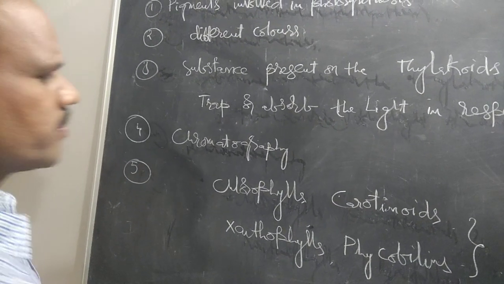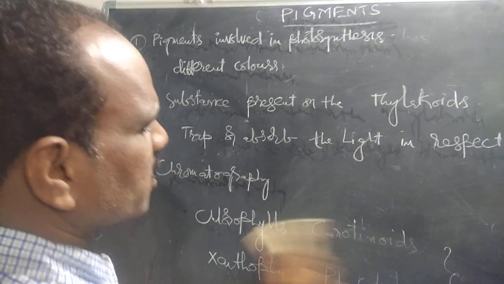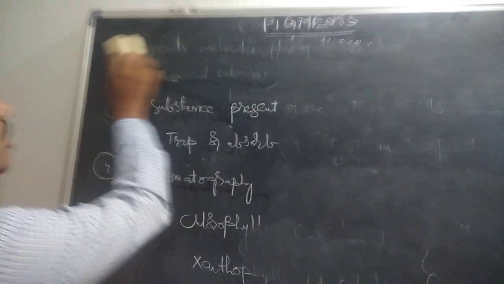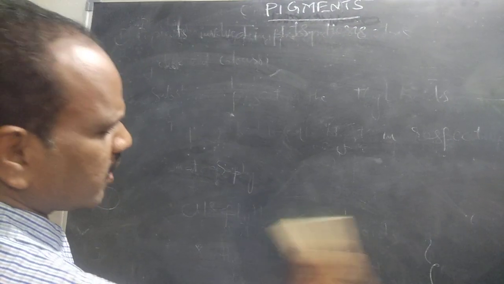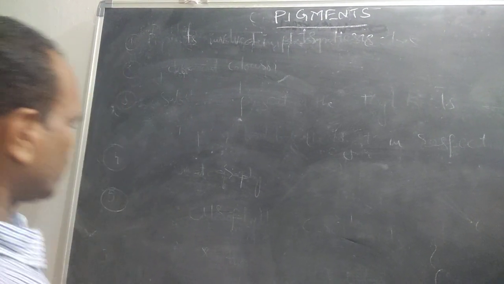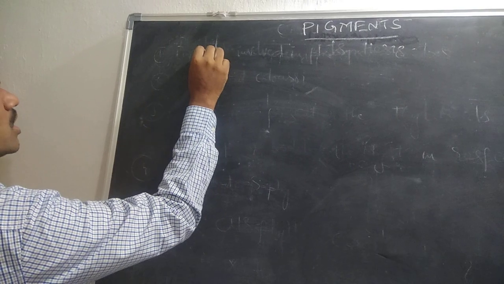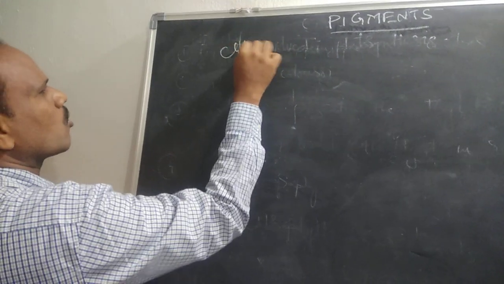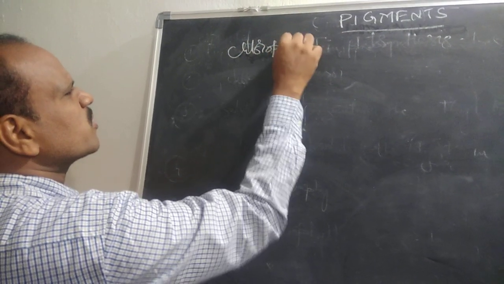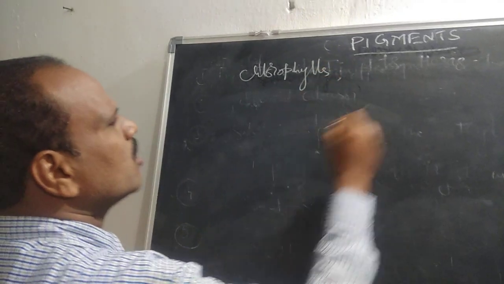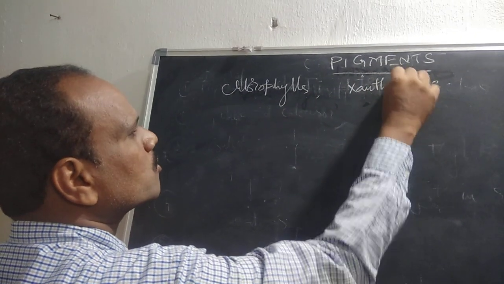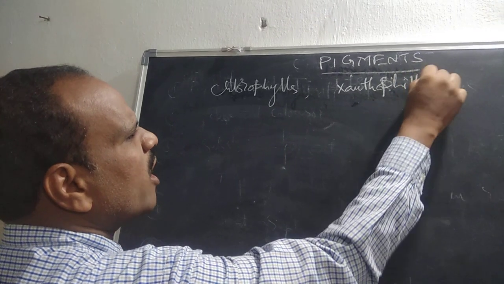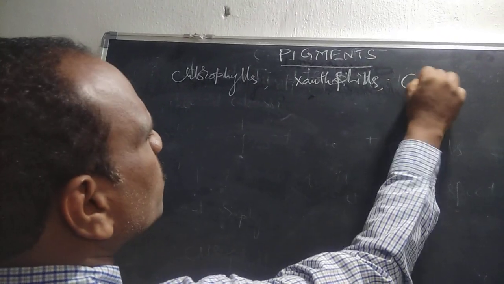The main photosynthetic pigments present in the plants are chlorophylls, carotenoids, and xanthophylls.